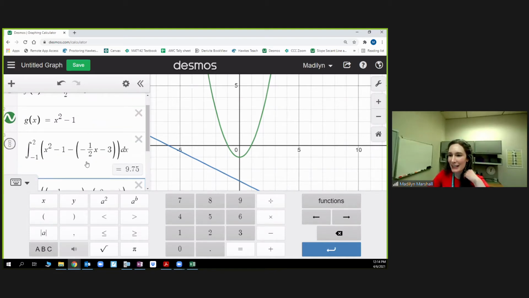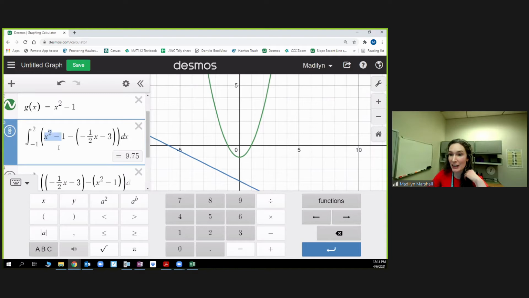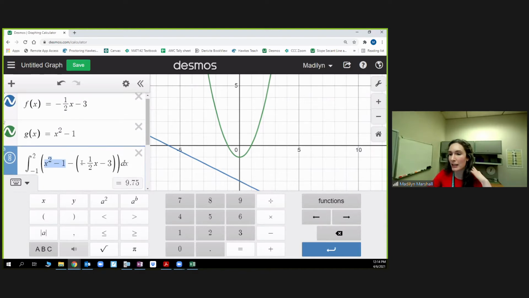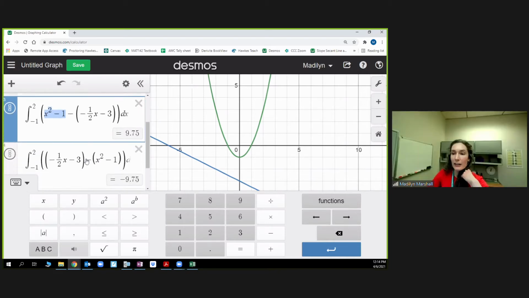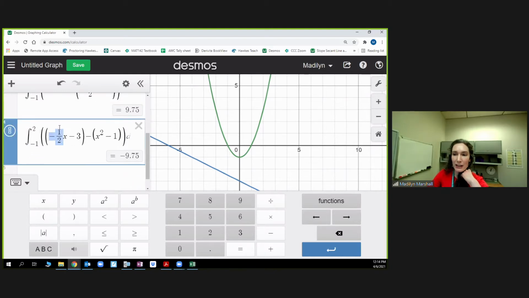So this integral here, we did our g, the parabola, minus f, the line, and got 9.75. If we reverse the order there and do what option A was and do f first, the line, and then g, we just get the negative version of the same number. If you get a negative number on any of these area problems, something went wrong. All of them should be positives because we're actually looking for the area in the normal sense.